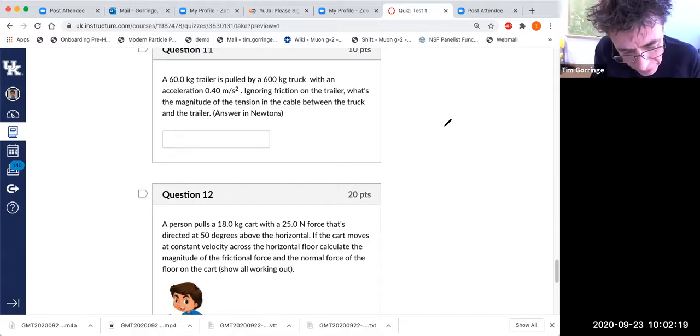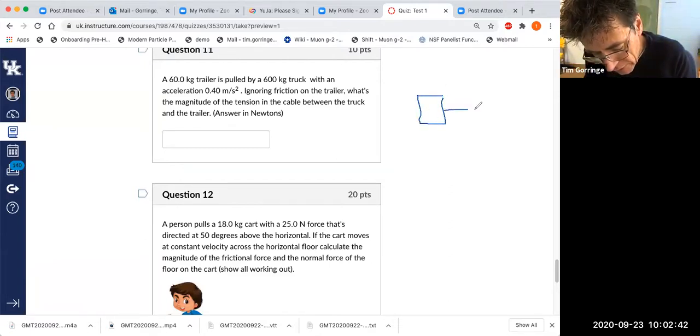In question number 11, we're asked to consider a truck pulling a trailer, and the truck and the trailer have an acceleration of 0.4 meters per second squared. And we're asked to ignore friction on the trailer and figure out the tension in the cable that's pulling the trailer.